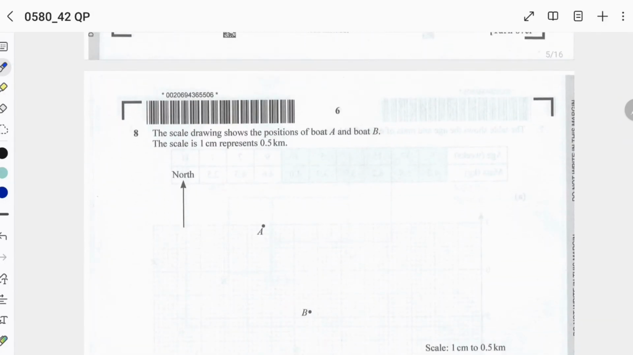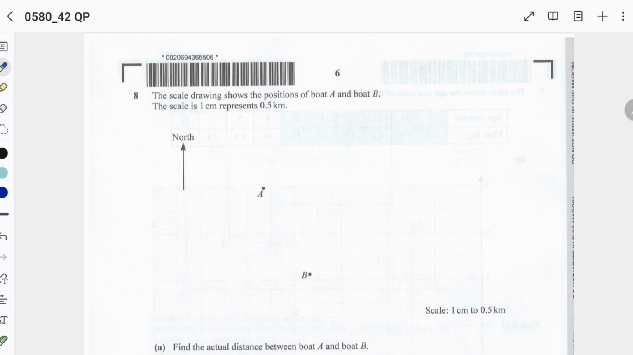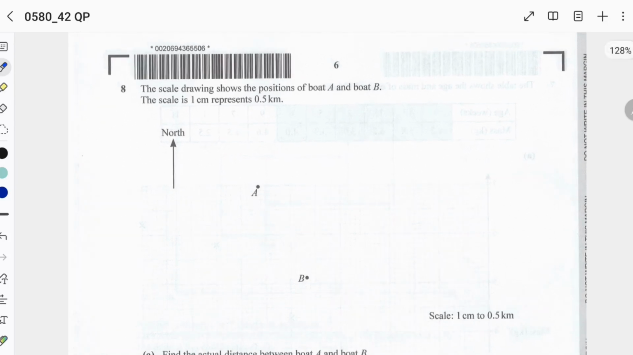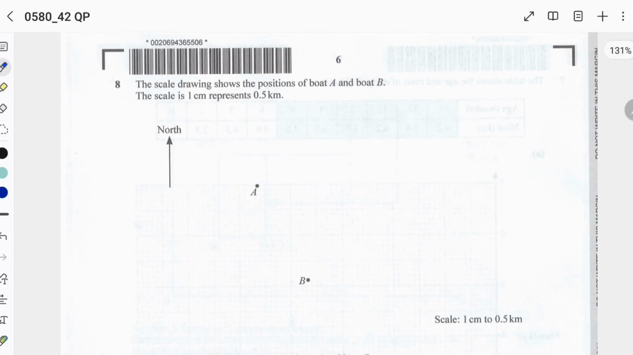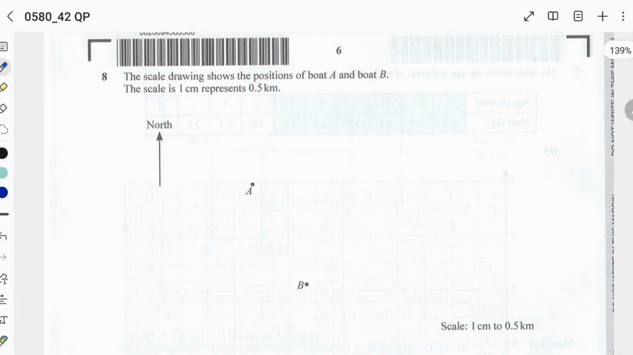Alright, the next question. For this question number 8, the scale drawing shows the positions of both A and B. We can see both A and B here. The scale is 1 centimeter represents 0.5 kilometers. So it's a copy of the paper, so if I draw a line, maybe it's not the same accurate value. I can increase or decrease the distance between the line. So I'm trying. Draw a line between A and B.